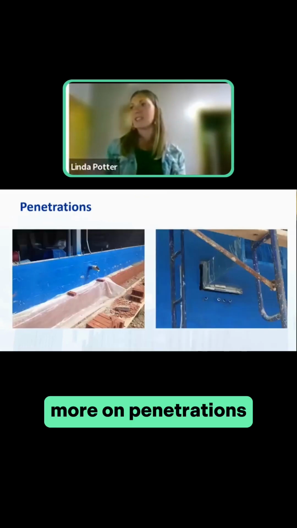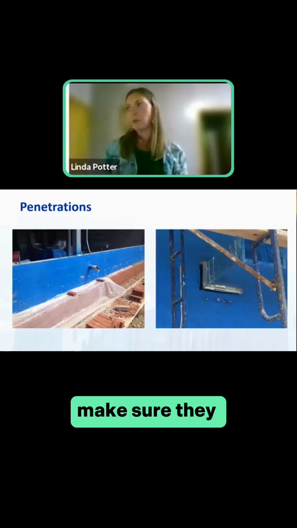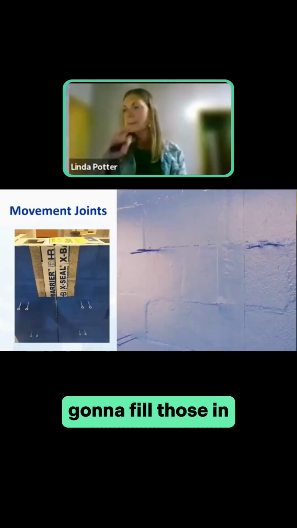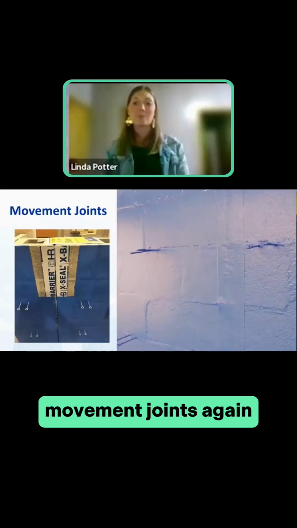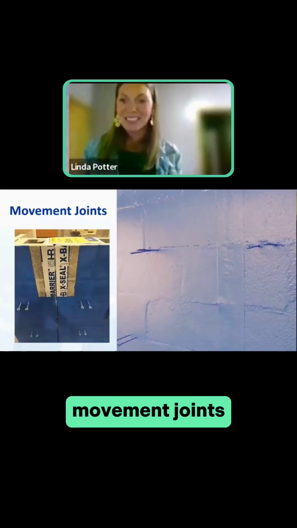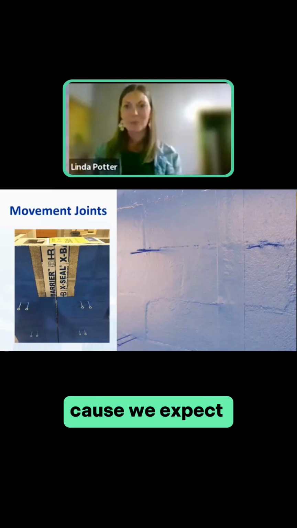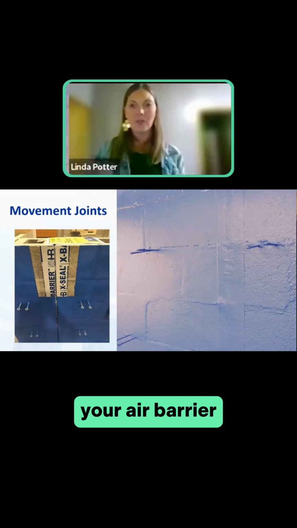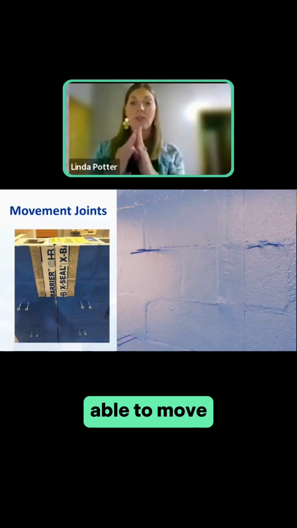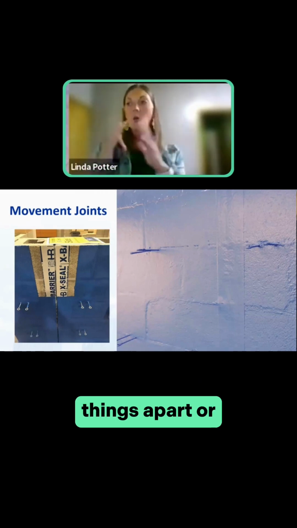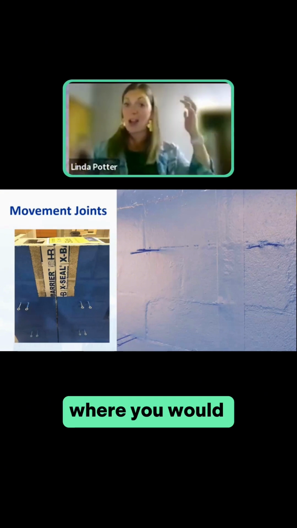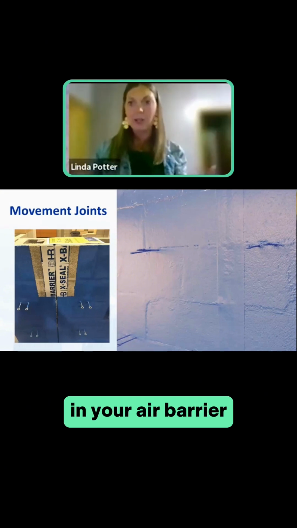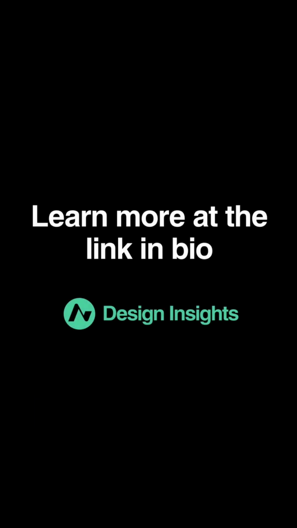More on penetrations. Some are square, some are round. Make sure they have a plan for how they're going to fill those in. Movement joints again: we have movement joints for a reason, because we expect our buildings to move. As such, you've got to detail your air barrier in a way that allows the building to still move without peeling things apart or causing a crack or an opening in your air barrier because your building moved. We need to know how we're handling that.